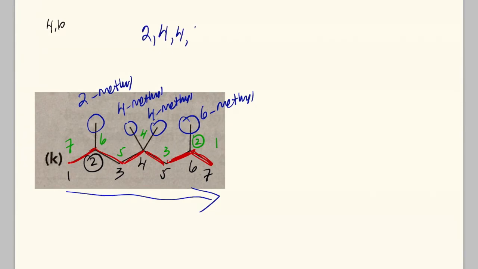2, 4, 4, 6, tetramethyl. And the parent chain is 7, so that's heptane. Hept is 7. Okay?